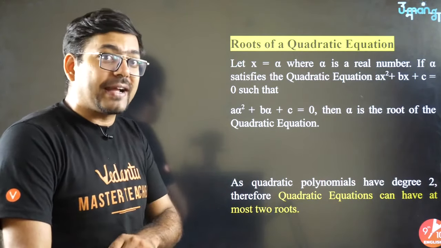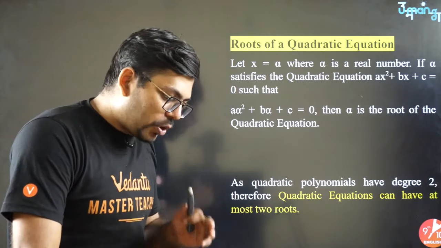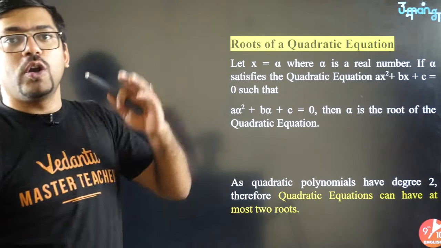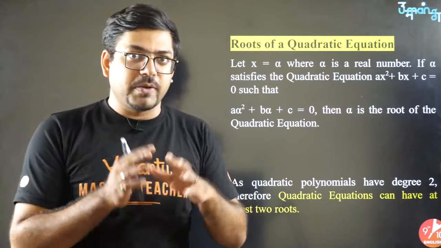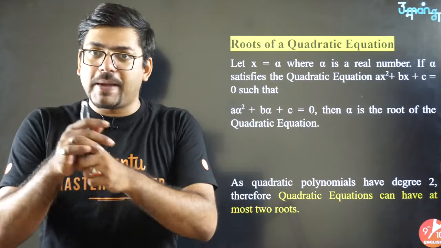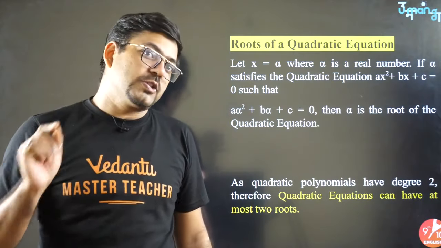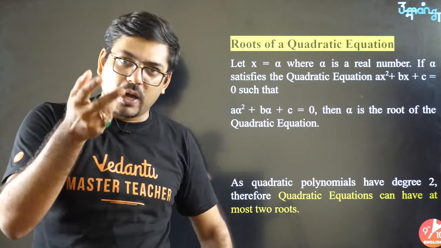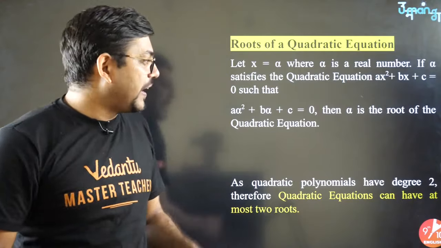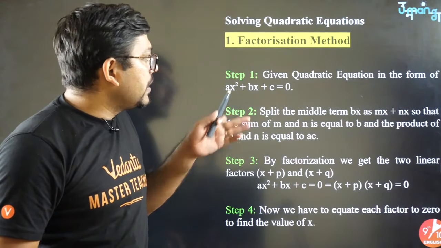Okay, so at max, please mind this word. I'm not saying that a quadratic equation will always have 2 zeros. There is a difference between always have and at max. At max means the maximum number of zeros can be 2, but it can be less than that as well. So it can be less than that, meaning 1 or 0. Okay, fine.